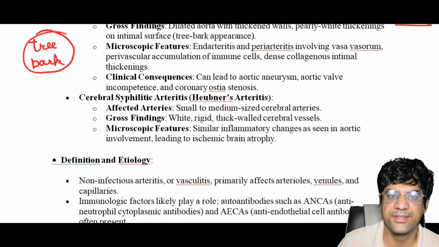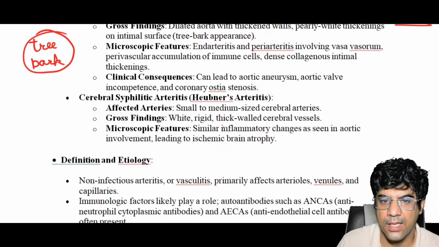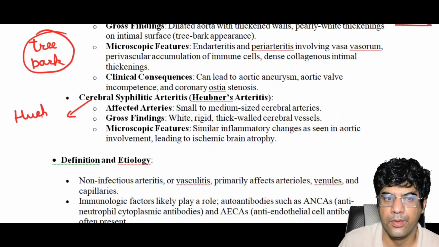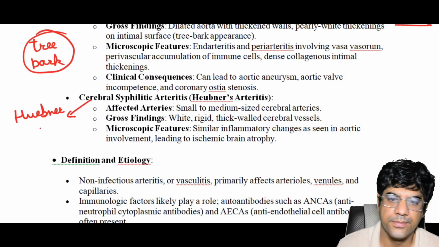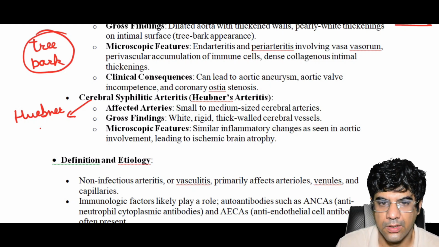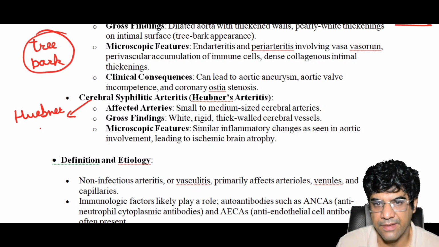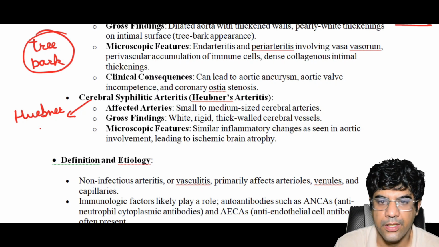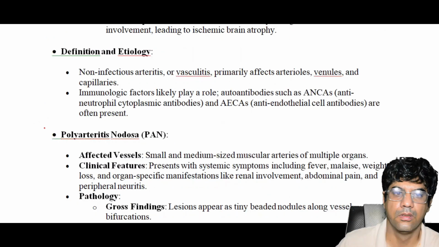The other is cerebral syphilitic arthritis, the other name is Heubner arthritis. So here small to medium size vessels, the cerebral arteries, are affected. Grossly, the affected vessels would appear white, rigid, thick. Similar conditions are seen in syphilitic arthritis that lead to brain atrophy due to the reduced blood flow.